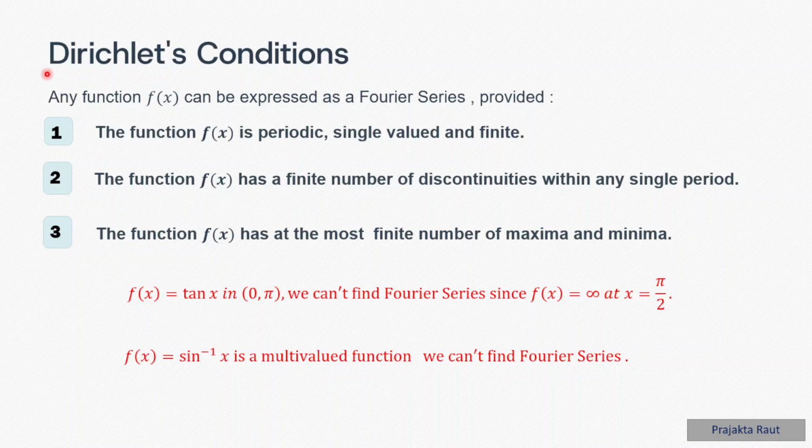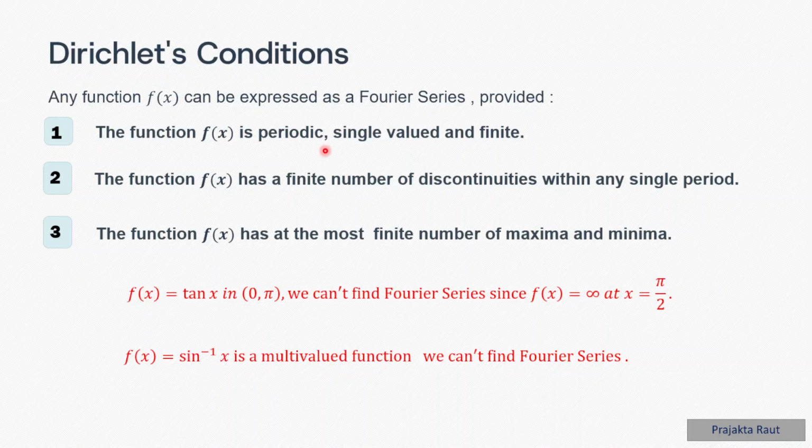Now, it is very important to see Dirichlet's conditions when we study the Fourier series. Any function which can be expressed as a Fourier series must satisfy Dirichlet's conditions. These three are Dirichlet's conditions. Condition number one: the given function should be periodic, single valued, and finite. Function should be periodic having a certain period. These conditions are very important.